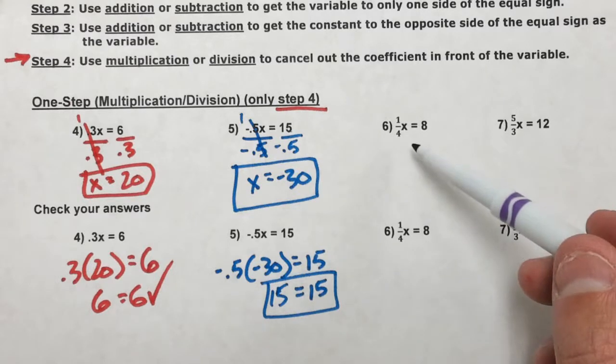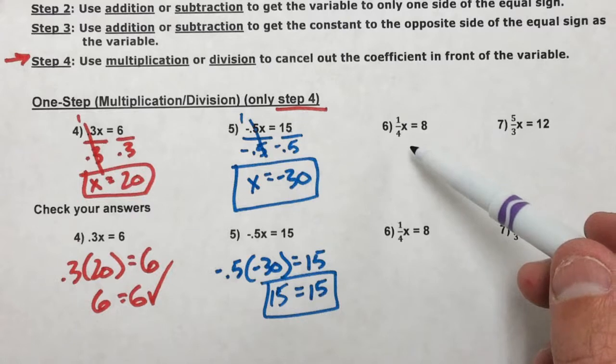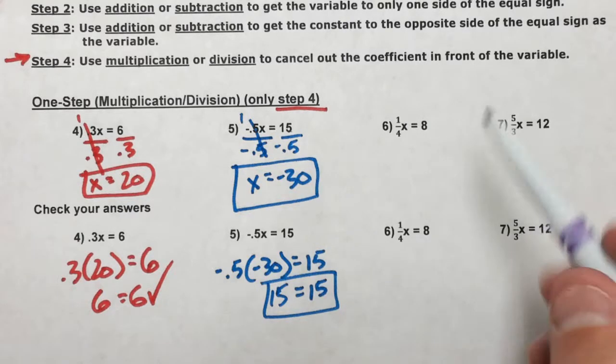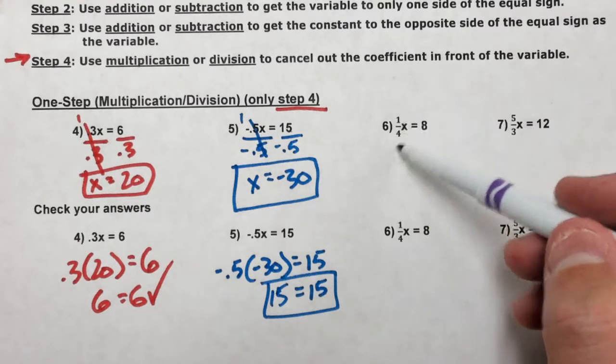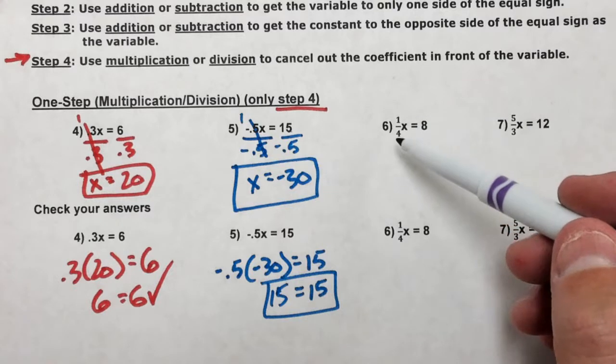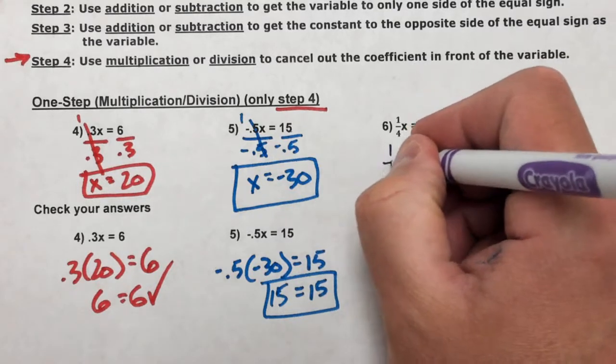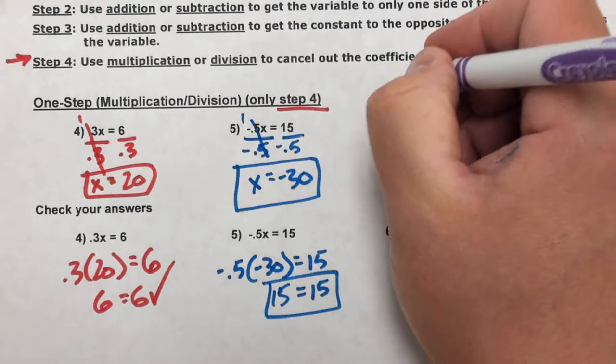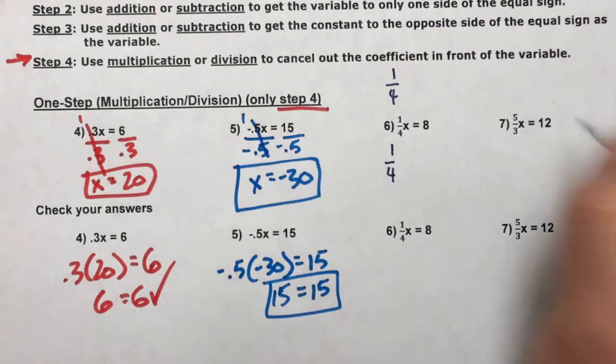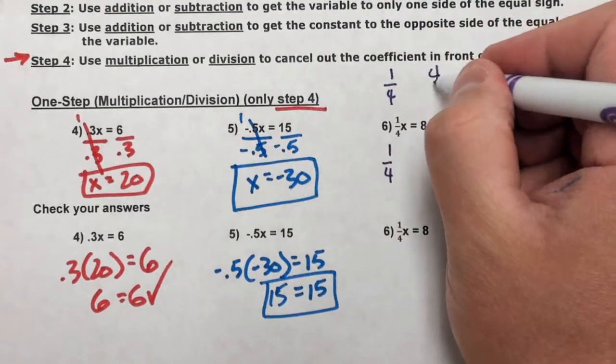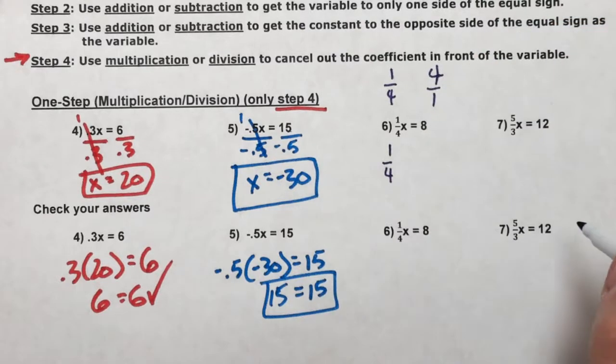So this is a unique situation. Some people solve this in a couple of different ways. What I always do is I multiply by the reciprocal. So if I take my original fraction, 1/4, and I flip it, that's what you call the reciprocal.